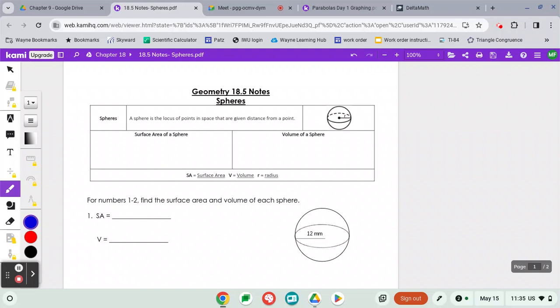Cylinders. The other one starts with a P. Not someone said that. The other P one. PR. Prisms. We had two types, right? Rectangular and triangular. Okay. So those will be what our test is over on Friday.